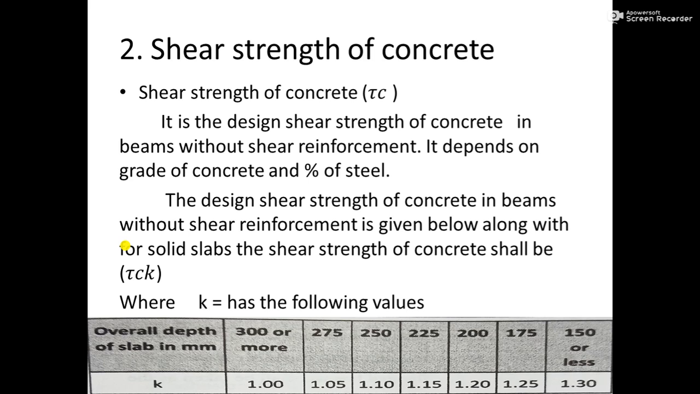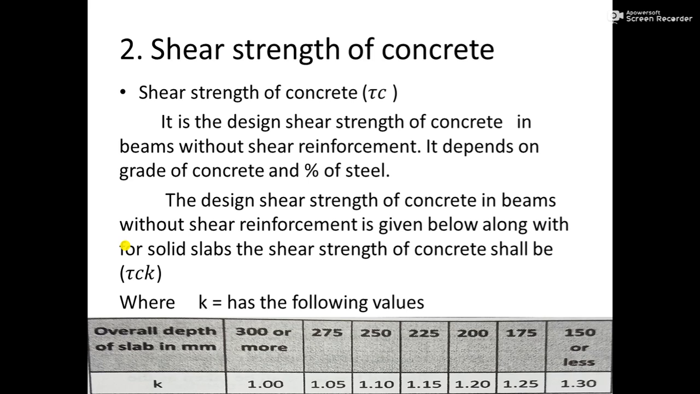Then the second one, shear strength of concrete. When there is a nominal shear stress, there should be a shear strength of concrete, so that the nominal shear stress should be borne by the concrete. The shear strength of concrete is denoted by tau c. It is the design shear strength of concrete in beams without shear reinforcement. It depends on the grade of concrete and percentage of steel.